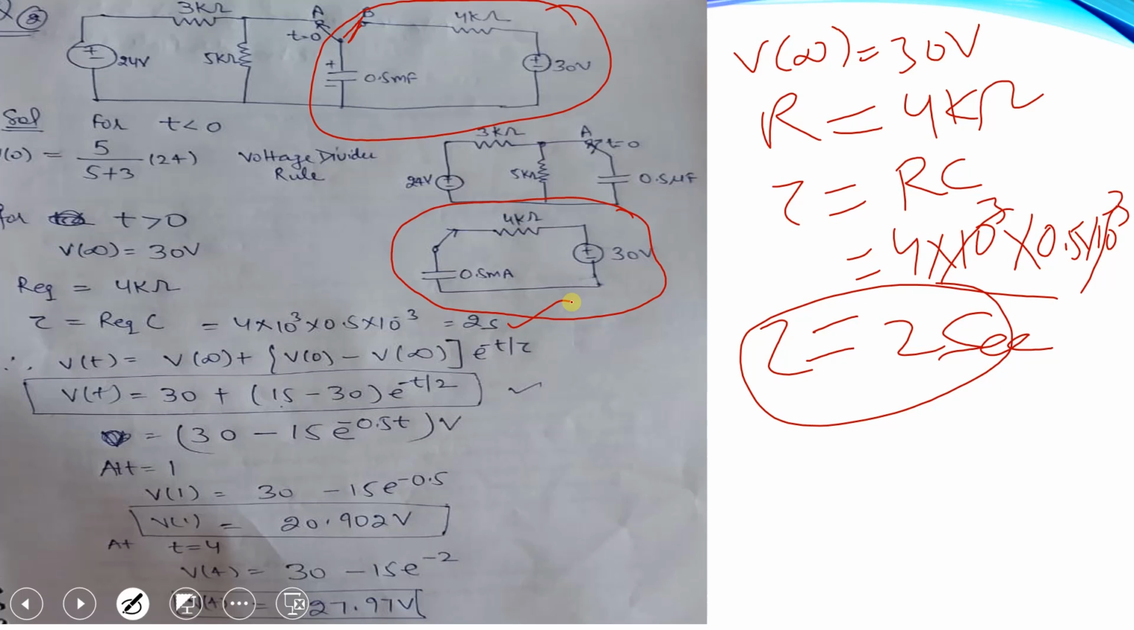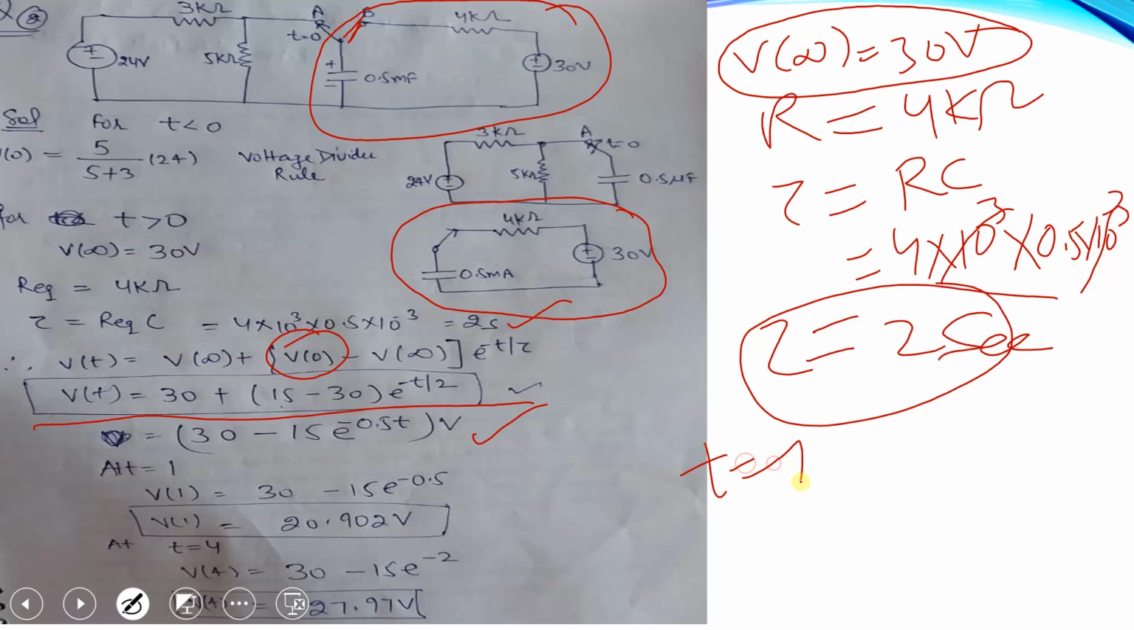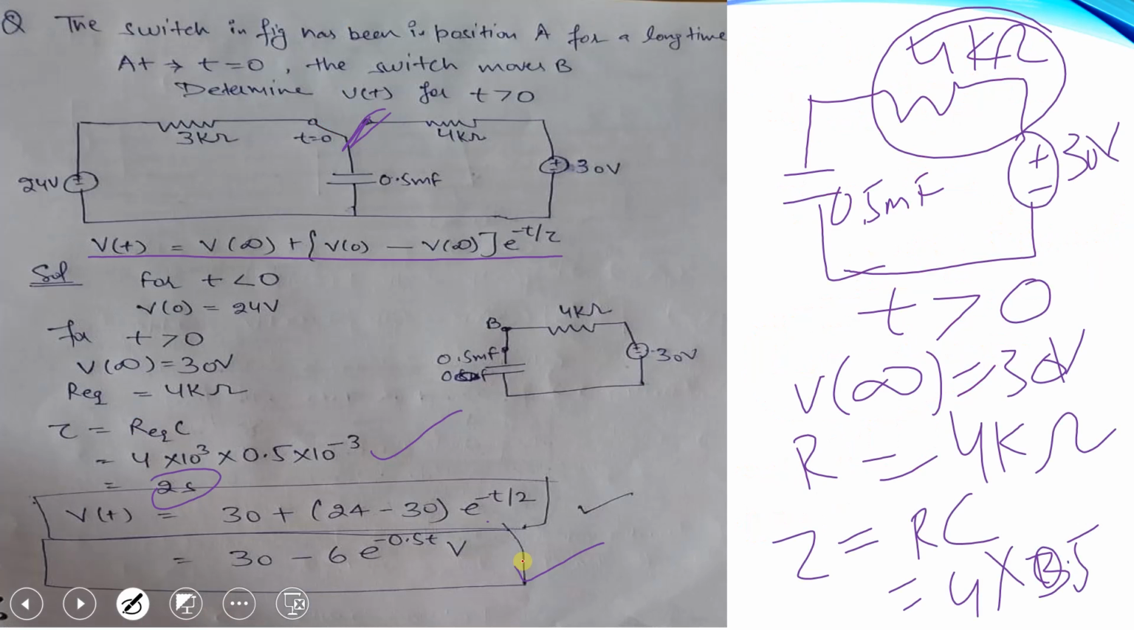Then put all the values into the equation. We will get Vt is equal to 30, means this infinity voltage, plus 15, which is V0, minus 30 e raised to power minus t by 2, the tau value. So when we solve it, we will get this. Now we will put the values of time. When t is equal to 1, we will get V1. When we put the value t is equal to 4, we will get another value. So this is how we solve the transient response of RC. So this is all about the transient response of RL and RC network.